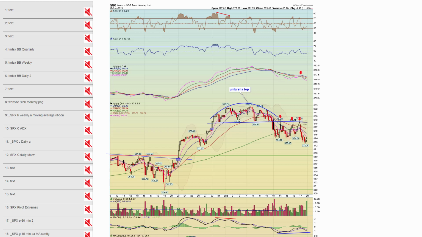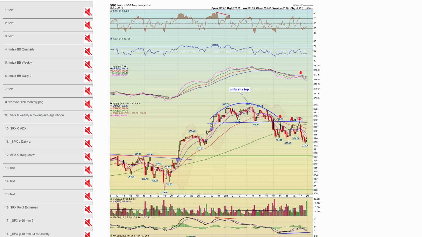Here's the traditional 60-minute chart. So I pointed out this rounded top a couple weeks ago, and this played out. Okay, this umbrella top. Perfect description there. It's the neckline. We busted down. Every rally attempt stalled at the trend line.